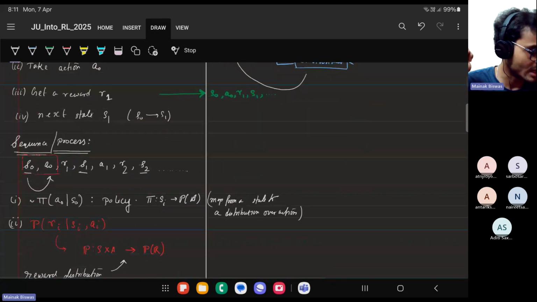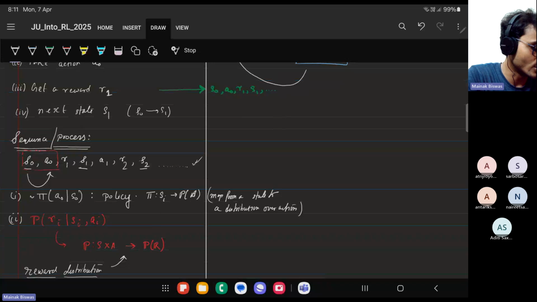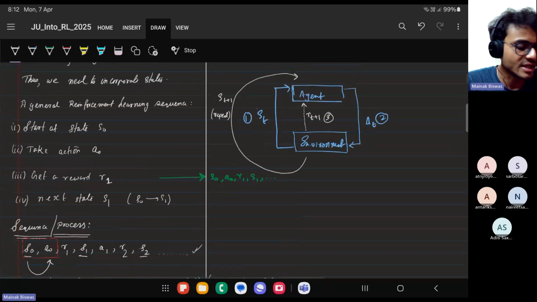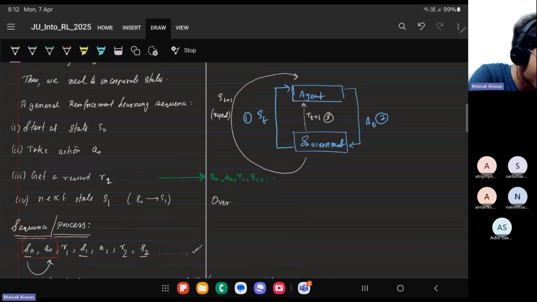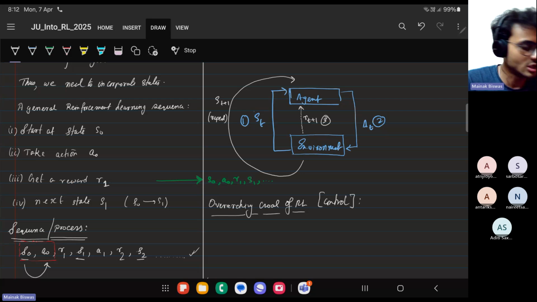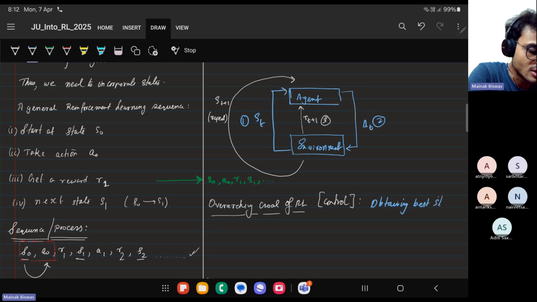So the sequence here is S0, S1, as I was saying. This sequence is going to happen. But all this sequence of rewards and states is meaningless unless we know our goal. So what is our goal? The overarching goal of RL is called control. People in electrical engineering do a lot of control theory. So control is obtaining the best strategy to deal with an environment.